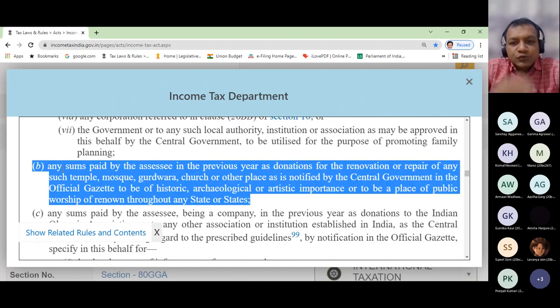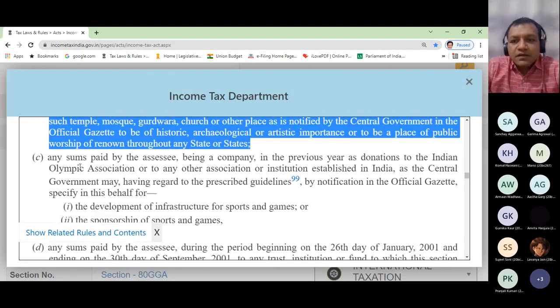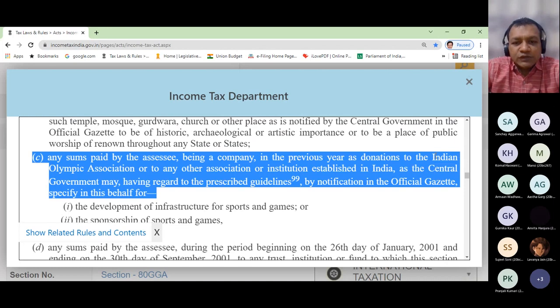Any sum paid as donation for renovation or repair of any such temple, mosque, gurdwara, church, or any place as is notified by the government. Donation to Indian Olympic Association.